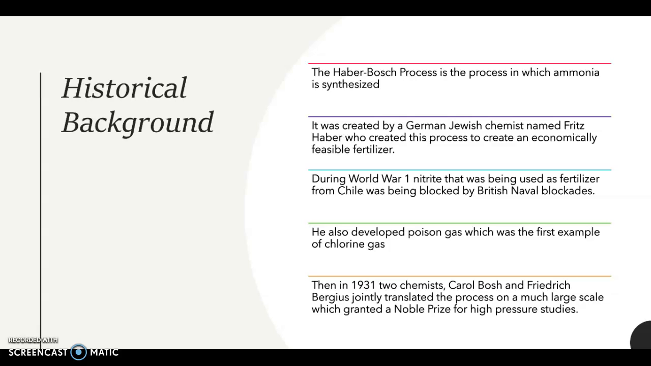Then in 1931, two chemists, Carl Bosch and Friedrich Bergius, jointly translated the process on a much larger scale, which was granted a Nobel Prize for high pressure studies.